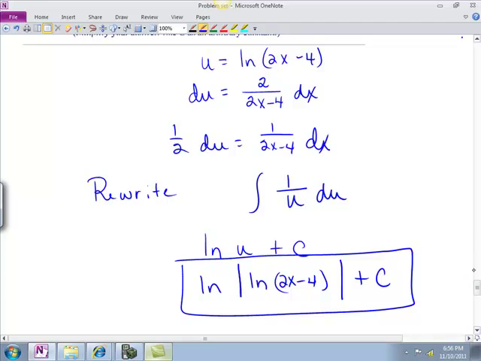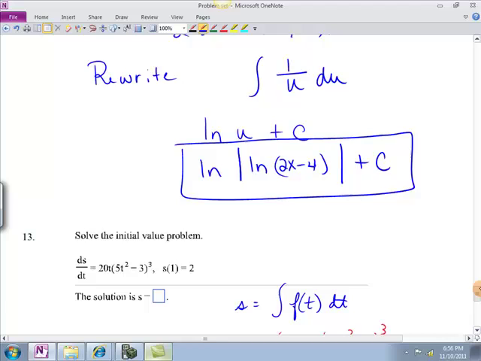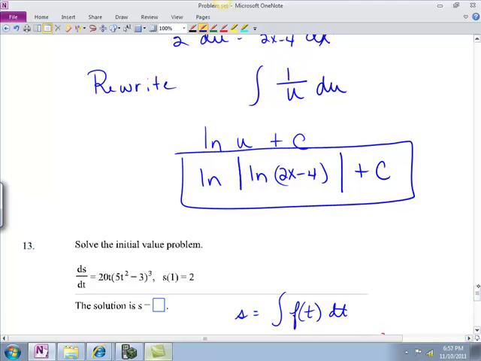Okay, last one I want you to work on. Solve the initial value problem. And so this is the deal. It didn't write it as an integral. So it says ds/dt is equal to this, and find s, and s of 1 is equal to 2.